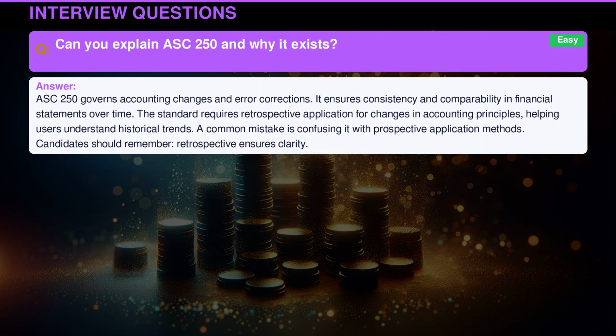ASC 250 governs accounting changes and error corrections. It ensures consistency and comparability in financial statements over time. The standard requires retrospective application for changes in accounting principles, helping users understand historical trends. A common mistake is confusing it with prospective application methods. Candidates should remember, retrospective ensures clarity.